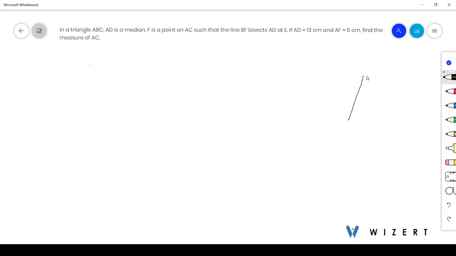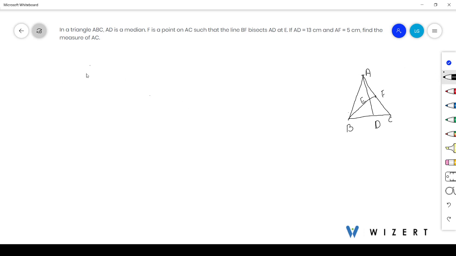Here we have given that triangle ABC with AD as a median, then F is a point on AC, such that line BF bisects AD at point E.